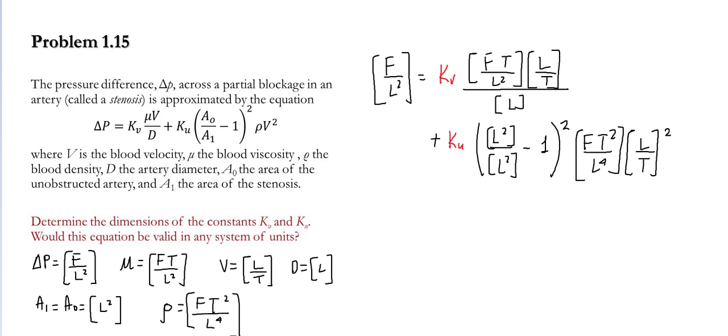Okay, so we're going to take each part individually. Let's just start with the first part. So notice that we have time in the top and time in the bottom cancel out. We have this length, and this length cancels out. And for this particular part of the equation, we're left with F over L squared. And notice that it's exactly the same dimensions as the pressure drop. That shows you that Kv is dimensionless. Okay, so we're going to rewrite it again in a second so you can see it again.